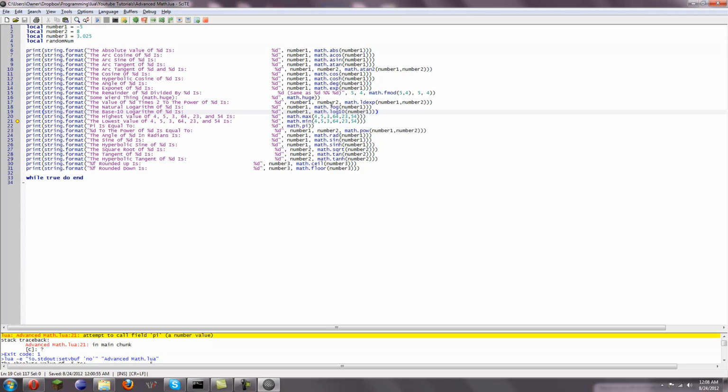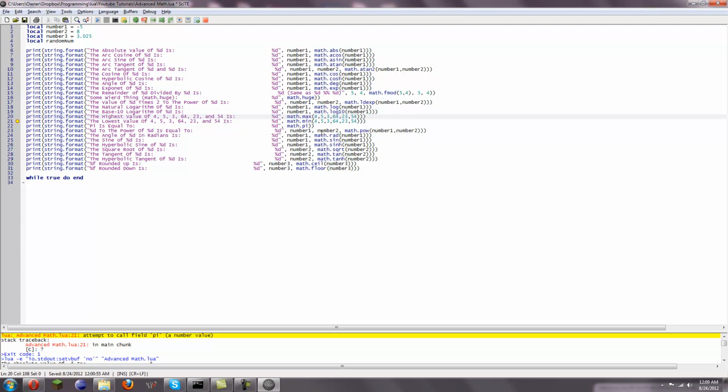To get the natural logarithm of something, you do math.log and then the number. To get the base 10 logarithm, it's math.log10 and the number. To get the maximum number of a set of values, you do math.max, and then you can put as many integers in here as you like. If I open this up, as you can see, it's like value 1, comma, ... and that means it can take an infinite number of parameters. And then same thing for minimum, except it gives you the minimum of them, the lowest one.